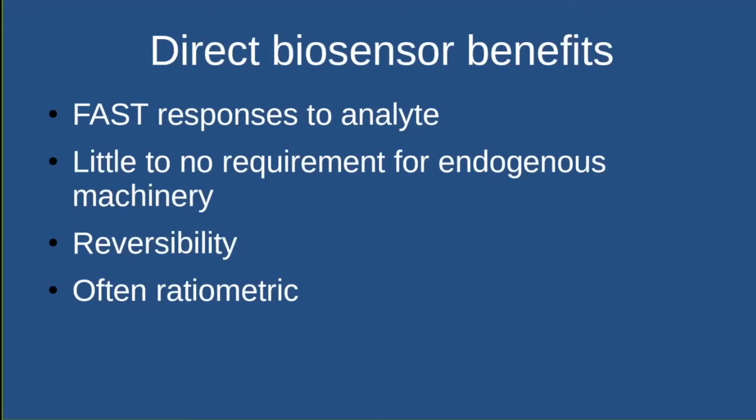So ideally what we want is something where we can get a fluorescent output from a direct interaction with the analyte of interest. And this is really what direct biosensors give us. They can often be also reversible. The responses, because it's direct, are often very fast. And the reversibility can be fast as well. And they're quite often ratiometric, helping to account for some of these optical problems and expression level problems as well.